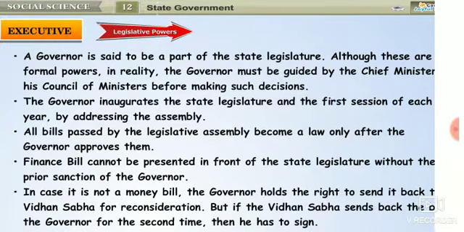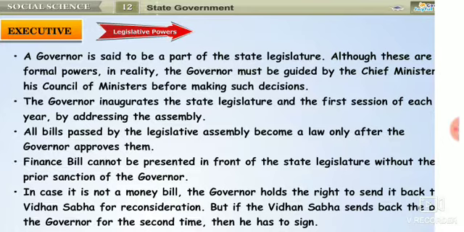Legislative powers. A governor is said to be a part of the state legislature. Although these are formal powers, in reality, the governor must be guided by the chief minister and his council of ministers before making such decisions. The governor inaugurates the state legislature and the first session of each year by addressing the assembly. All bills passed by the legislative assembly become a law only after the governor approves them.